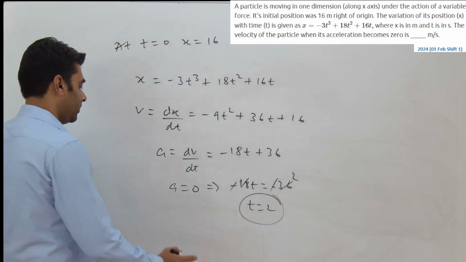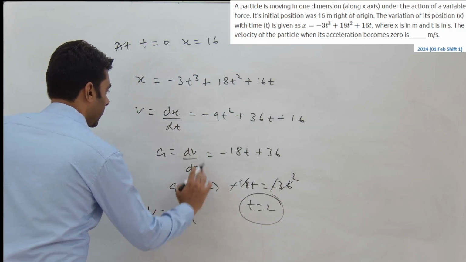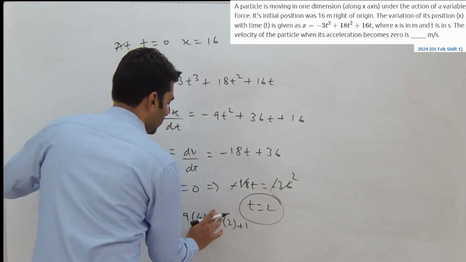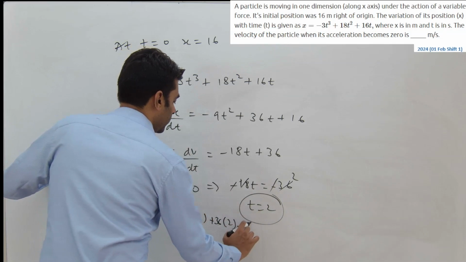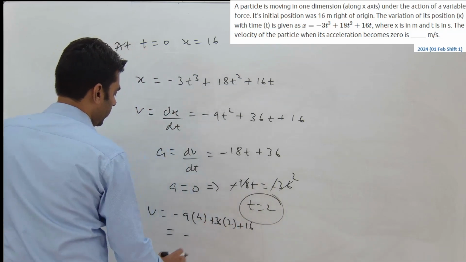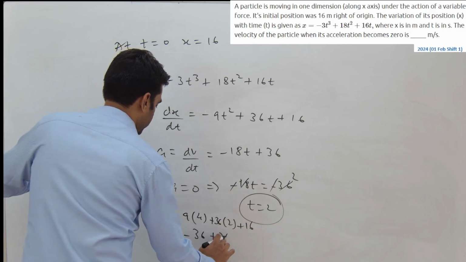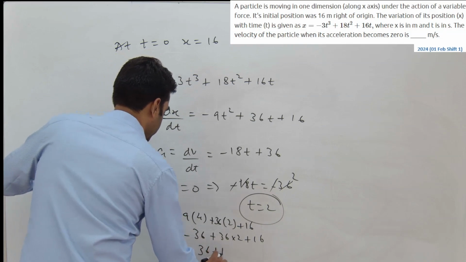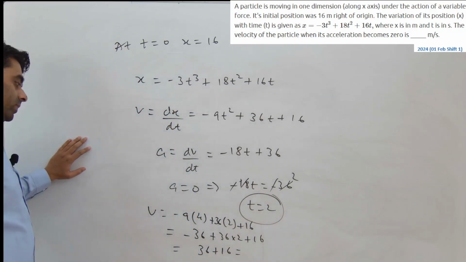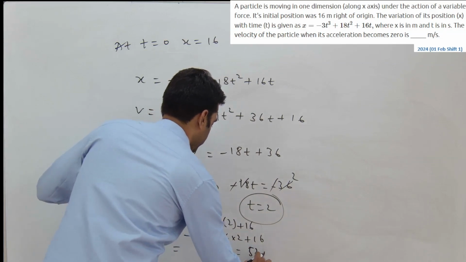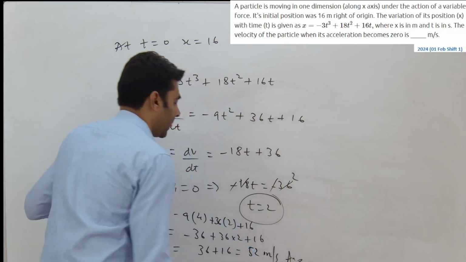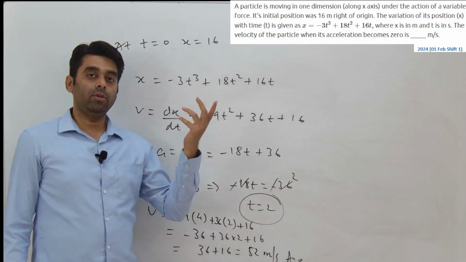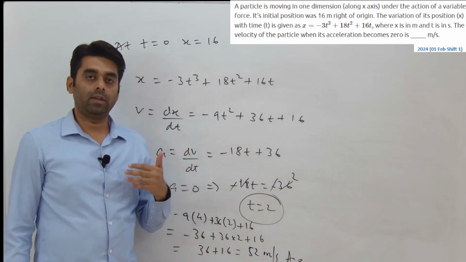Now we'll substitute in this. So v is equal to minus 9 into 4 plus 36 into 2 plus 16. So this one we get as minus 36 plus 36 into 2 plus 16, which comes out to be 36 plus 16. How much is it? 46 and 52. 52 meter per second is the velocity coming. Identical question, 2 times, means in 2 different shifts, the same type of questions are asked. Let's move ahead.